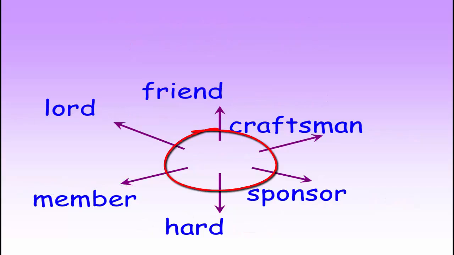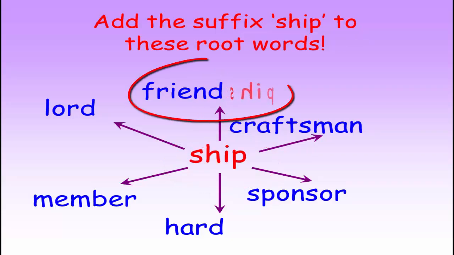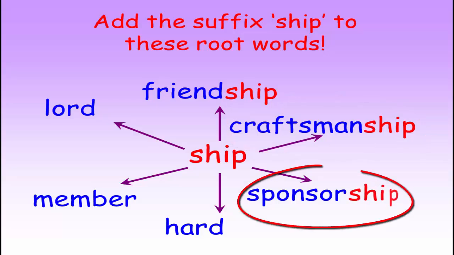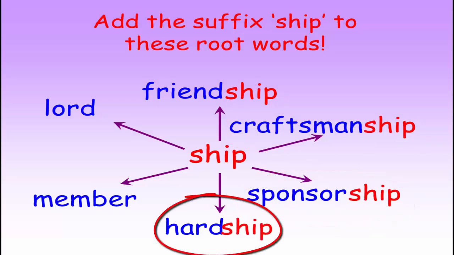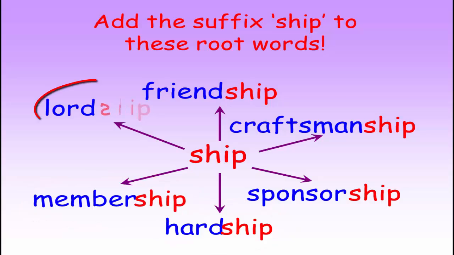What about these words? Yes, we are going to add the suffix ship to these root words. So friend will be friendship, craftsman will be craftsmanship, sponsor will be sponsorship, and hard will be hardship, member, membership, and lord, lordship.